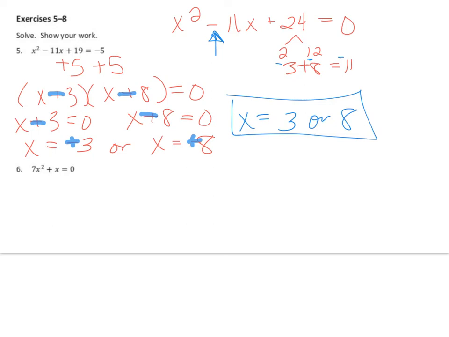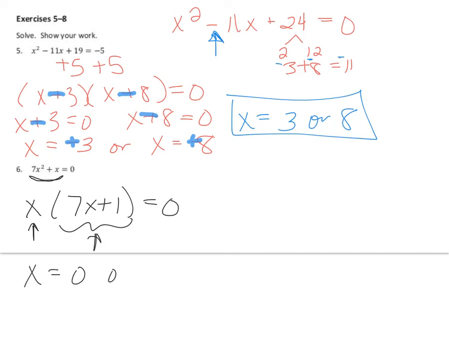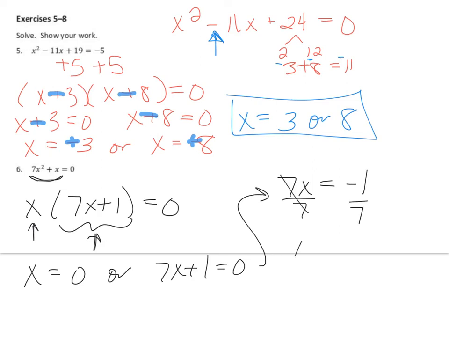Alright, this one is an easier one. Just look for your common factor and factor it out. I have an x, which leaves me with 7x plus 1 equals 0. I set this equal to 0, and I set that equal to 0. x equals 0, or 7x plus 1 equals 0. This gives me, subtract 1 from both sides, and divide both sides by 7. So my answer is x equals 0, or x equals negative 1/7.